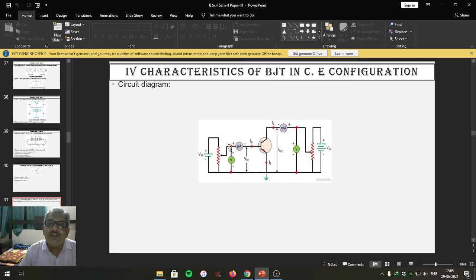Now, this is the rheostat that is used. By using the input rheostat, one can change the input voltage applied between base and emitter, so as to change the input current IB. By using this output rheostat, one can change the output voltage. With this, one can study the effect on output current IC.